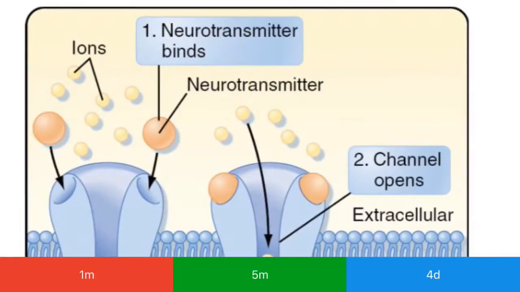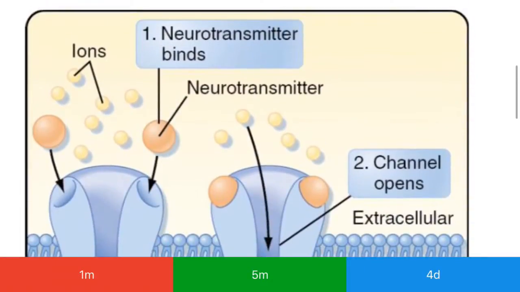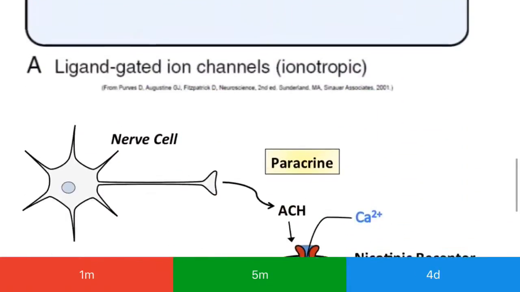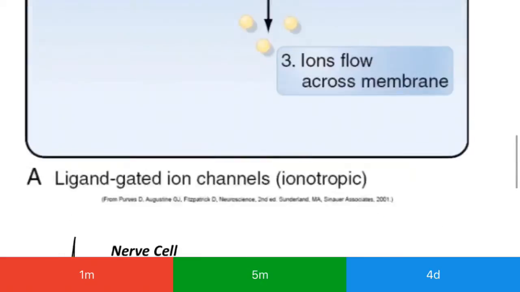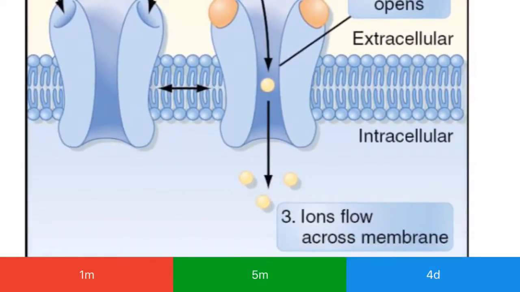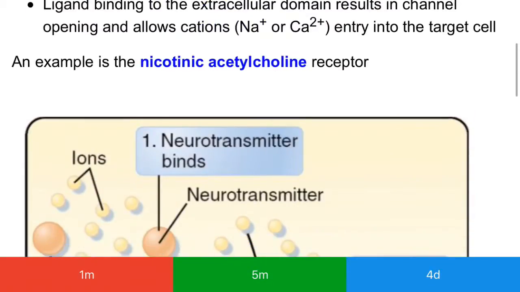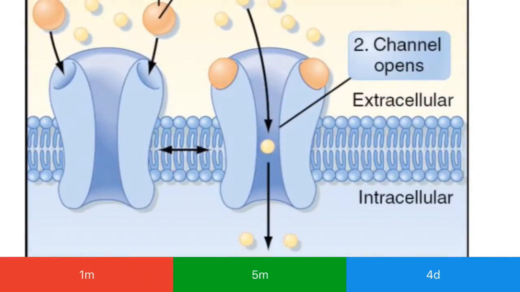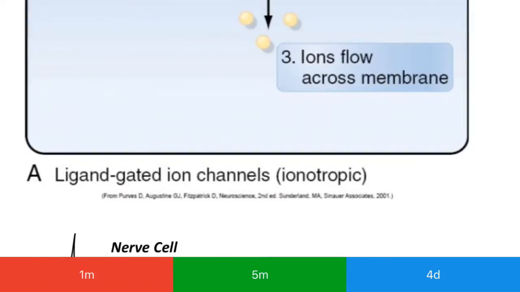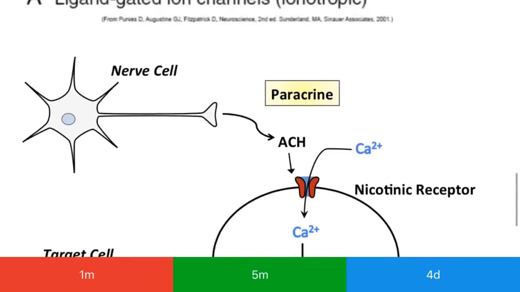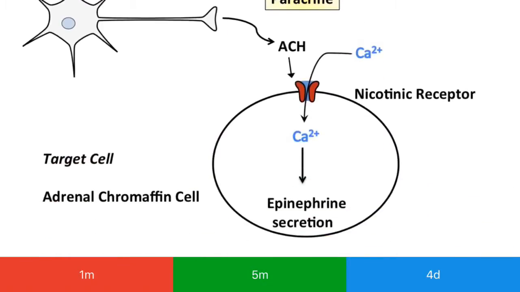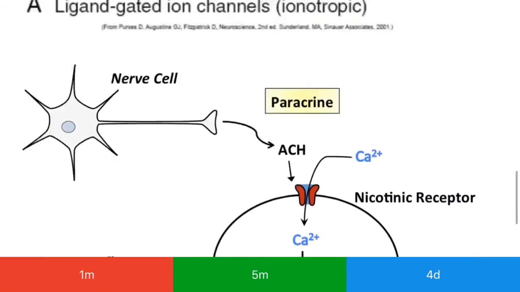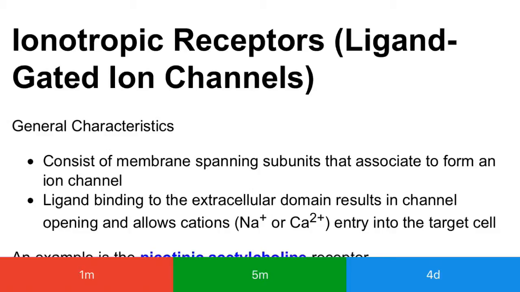Let's see. So, yes. So it binds, the ions now can enter the cell. Ions flow across. So, okay. If it's allowing ions to enter the cell, like sodium or calcium, then it's definitely going to be hyperpolarizing the nerve cell. Yes, it is hyperpolarizing it. Right. So it relaxes you because you do less thinking. That makes sense. Cool. Yeah, okay, that makes a lot more sense.